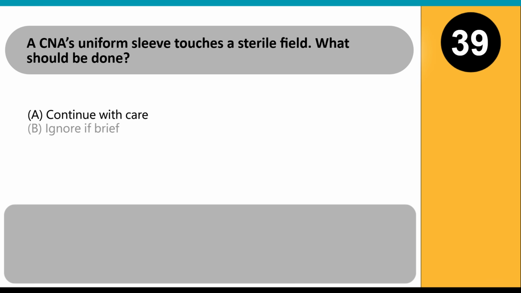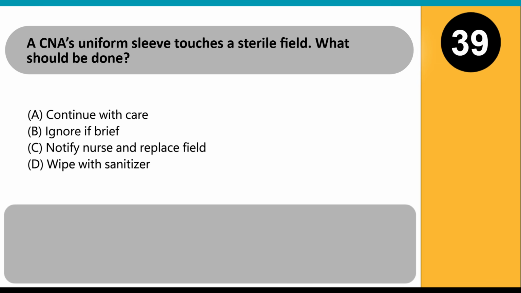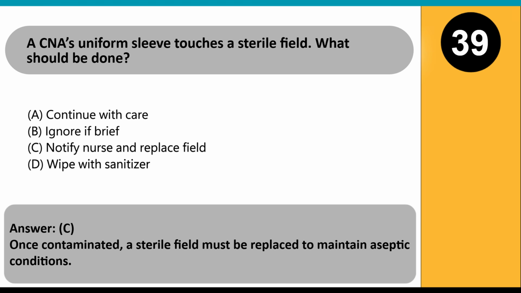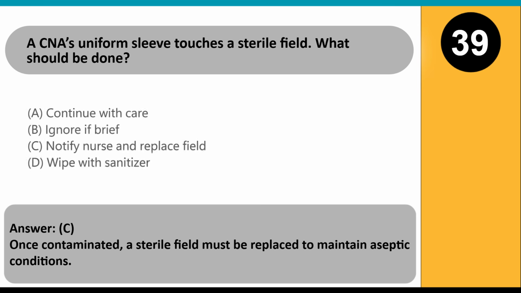A CNA's uniform sleeve touches a sterile field. What should be done? A. Continue with care. B. Ignore if brief. C. Notify nurse and replace field. D. Wipe with sanitizer. Answer C. Once contaminated, a sterile field must be replaced to maintain aseptic conditions.